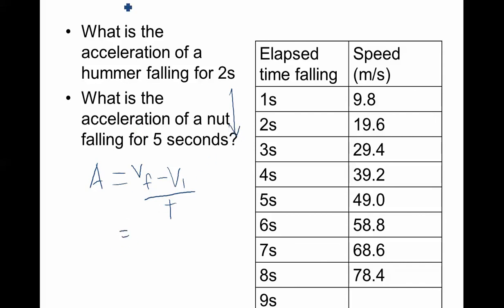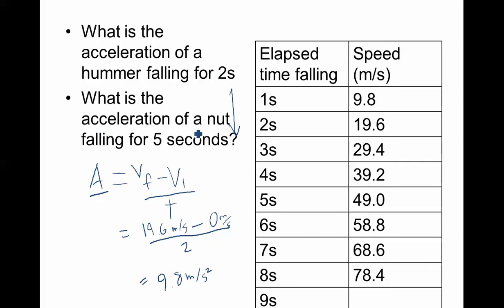So the first one, what's the acceleration of a Hummer falling for 2 seconds? I can look down here, and we're not going to get into how scientists figured out this data. We're just going to say, okay, if something's falling for 2 seconds, it's going 19.6 meters per second. So that would be 19.6 meters per second minus the initial velocity, which would be 0 meters per second. Don't really need that label, but that's all right. Divided by 2 seconds, we end up with 9.8 meters per second squared would be the acceleration of a Hummer that was falling for 2 seconds.